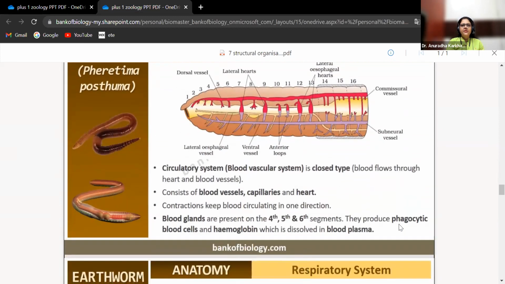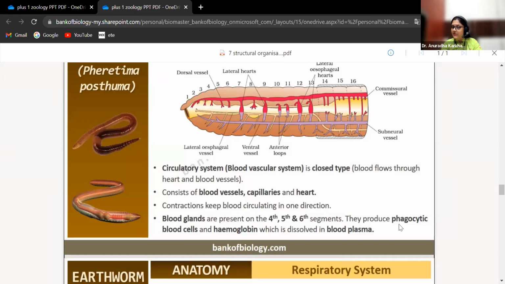Circulatory में blood vascular system होता है closed type. So they are going to have arteries, veins, capillaries, everything. So blood is going to flow through the heart and the blood vessels. It consists of blood vessels, capillaries, and heart. Contractions keep blood circulating in only one direction.